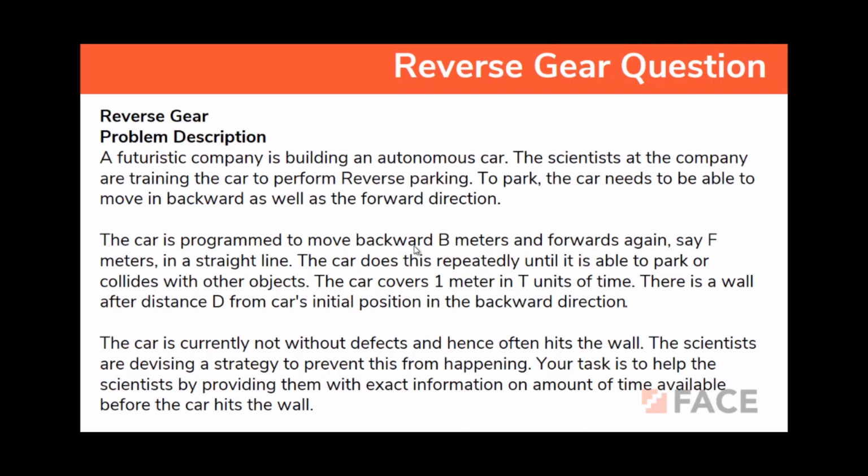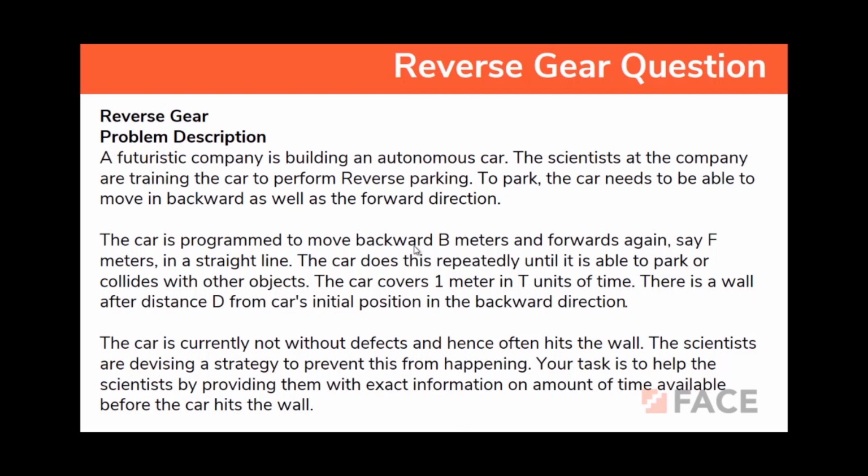So, a futuristic company is building an autonomous car. The scientists at the company are training the car to perform reverse parking. To park, the car needs to be able to move in the backward as well as forward direction. Now, the car is programmed to move backwards for B meters and forward again, say F meters, in a straight line. So from this line, we can understand that the car will be made to move backwards first and then forward next, in B and F meters respectively.